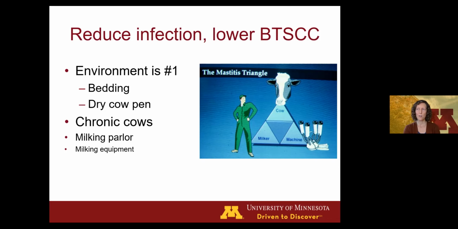And then the other common troubleshooting area, we think about the mastitis triangle, right, is what's happening in the milking parlor and with our milking equipment. So minimizing the risk of new infections in the milking parlor would probably be my number 3 for where I'm going to go to troubleshoot to try to get my bulk tank somatic cell count down and my risk of infection down before I think about selective dry cow therapy.